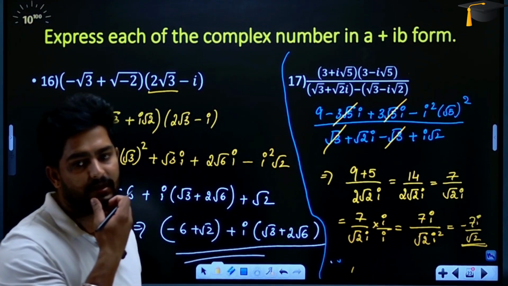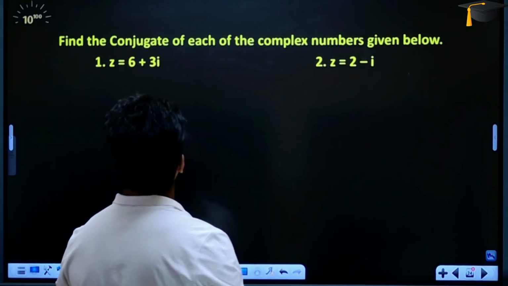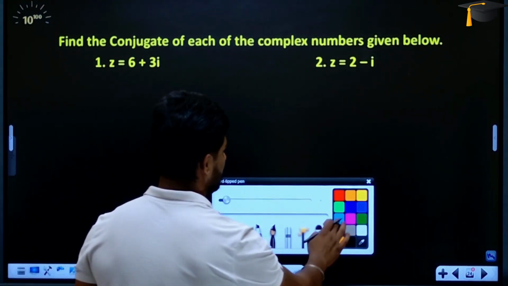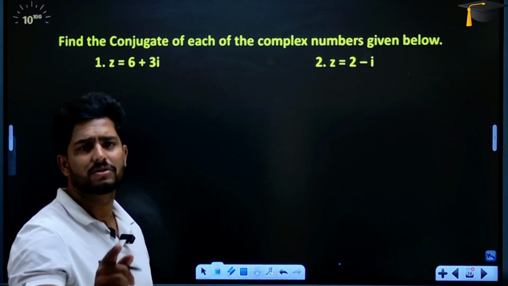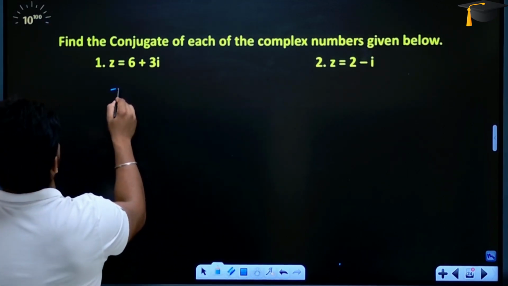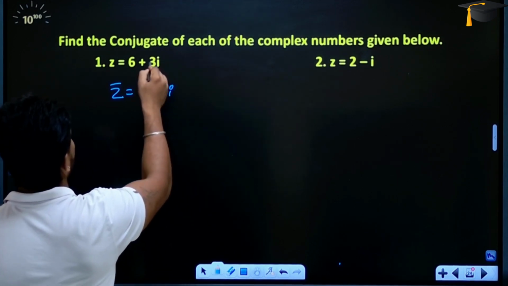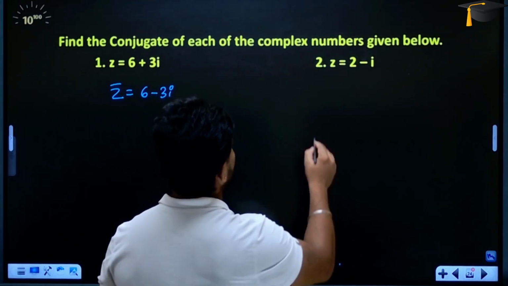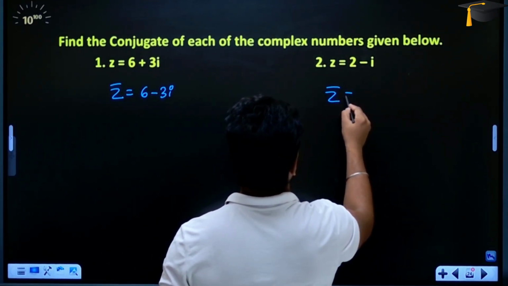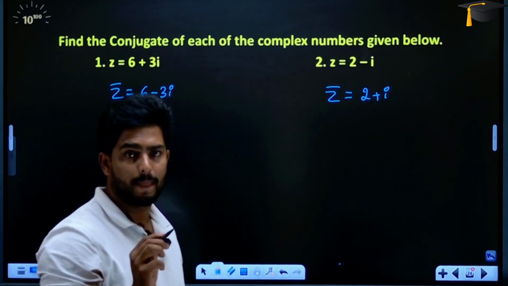Okay, so that's the a plus ib form. So next, okay, find the conjugate of each of the complex numbers. So conjugate is very simple. z is given, z bar becomes, children, 6 minus 3i, 6 minus 3i, because only the sign of i you will change. Okay, here z bar is equal to 2 plus i, 2 plus i, that's all.